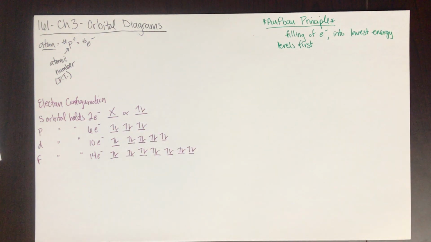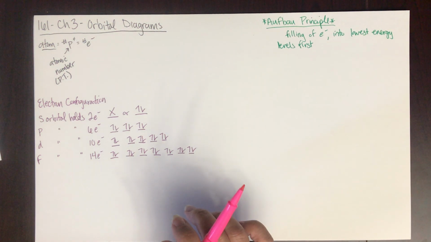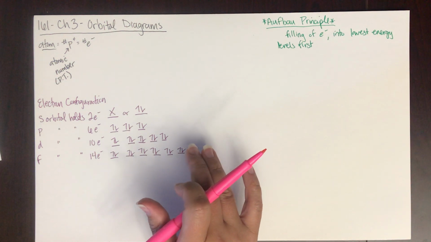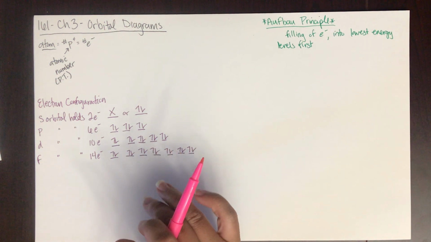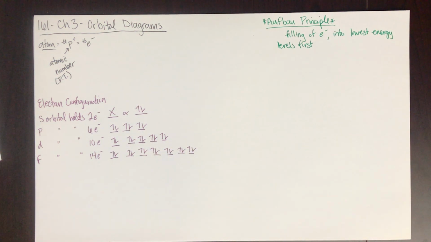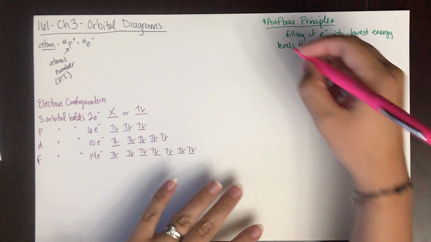So maybe you noticed something that I was doing there as I was filling those electrons. You have to fill each of the blank spaces before you can go back and double up. This is called Hund's rule. I'll put that over here.